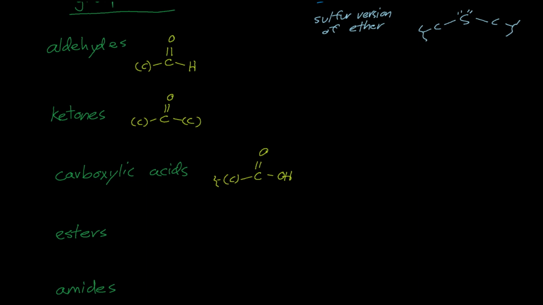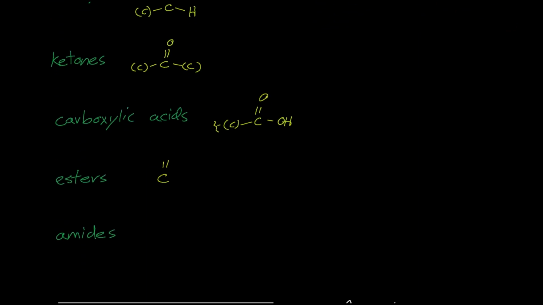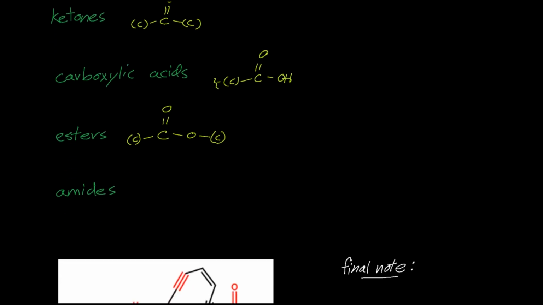An ester is a carbonyl connected to an oxygen, which is further connected to a carbon, and to a carbon on the other side. And finally, an amide is the last one for now. A carbonyl group connected to a nitrogen, connected to a carbon on this side. This nitrogen could be connected to C or H with its other 2 bonds.